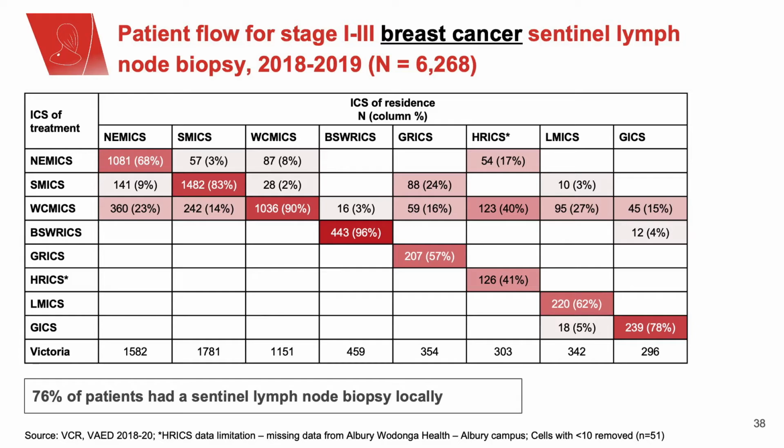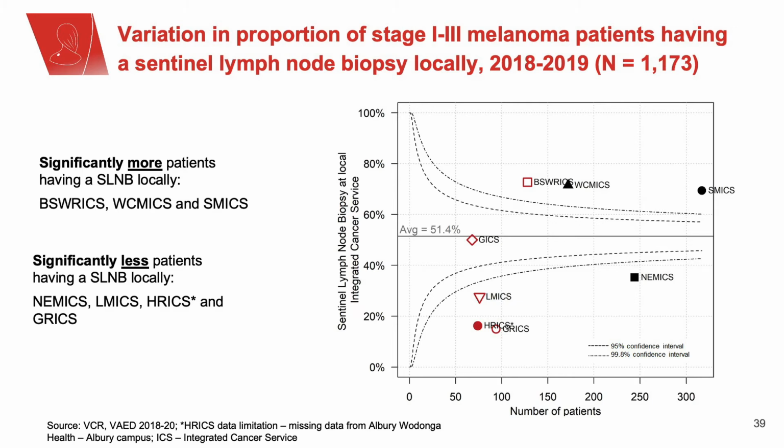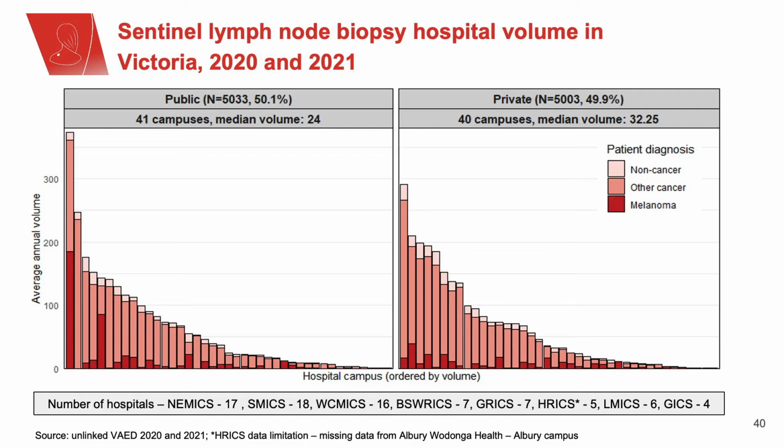So the question is asked, why is melanoma SNB far less than that of breast locally? Significantly more patients are having sentinel lymph node biopsy locally at those health services, whilst fewer patients are having sentinel lymph node biopsy locally at NEMICS and those regional health services, and the funnel plot supports that. This is sentinel lymph node biopsy in both public and private, melanoma compared to other cancers, which is going to be predominantly breast. It is a small component compared to our breast colleagues.